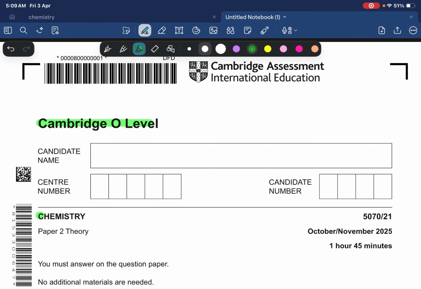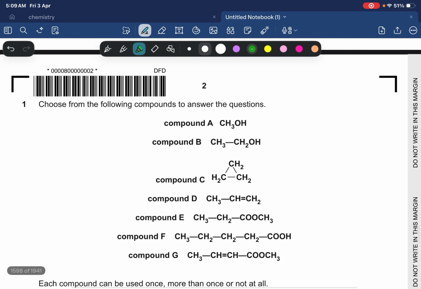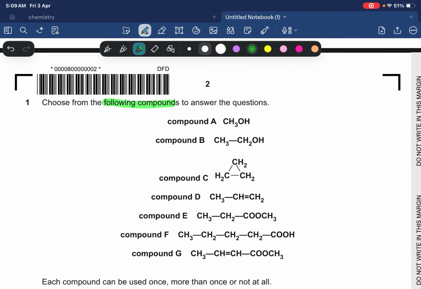Cambridge O-Levels Chemistry Paper 2 Theory, October-November 2025, Paper 21. Choose from the following compounds to answer the questions. Compound A is methanol because it has one carbon and an OH group. Compound B is ethanol because it has two carbons and an OH group.